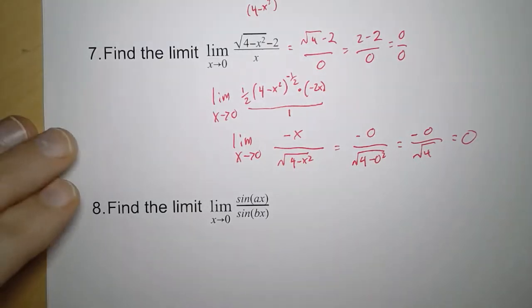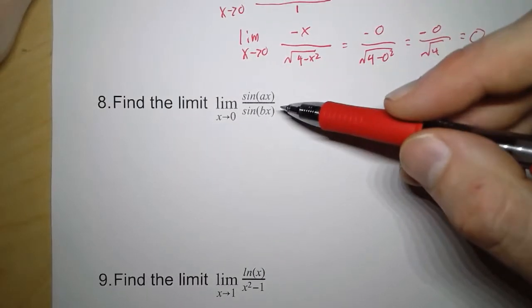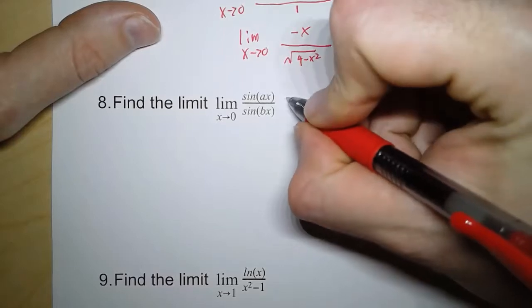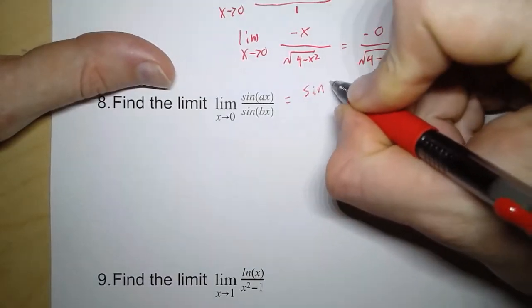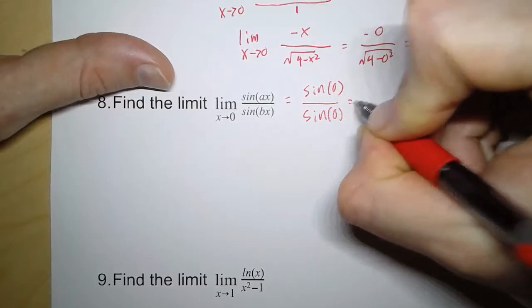All right, moving on to number 8. Here we have a similar one to number 1. We have sine. We're plugging in 0. And so we know that sine of 0 is 0, as well as sine of 0 on the bottom as well. So that's indeterminate.